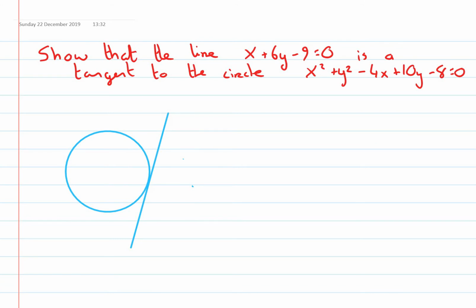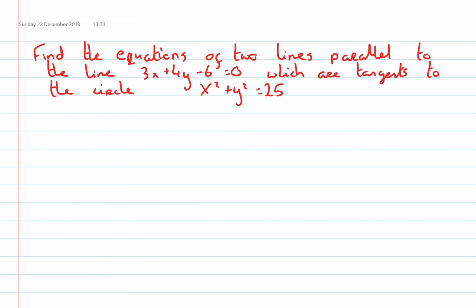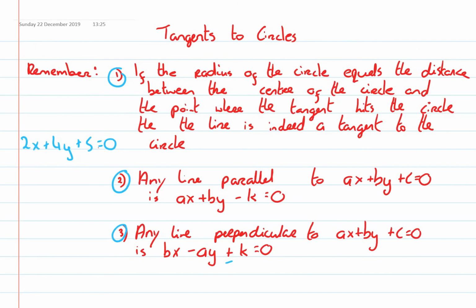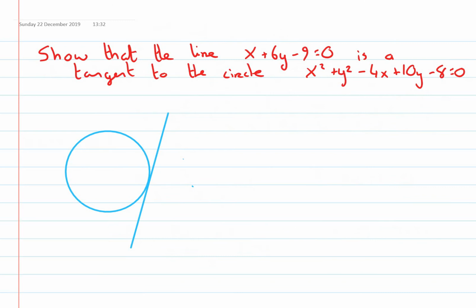Here's what I'm going to do. If you look back here, look at point 1. If the radius of the circle equals the distance between the centre of the circle and the point where the tangent hits the circle, then the line is indeed a tangent to the circle. So if I can find the radius of this circle, and then get the distance between the centre of the circle and that tangent, and if they're both the same, then I can say the line is indeed a tangent. So let's get the radius of the circle.